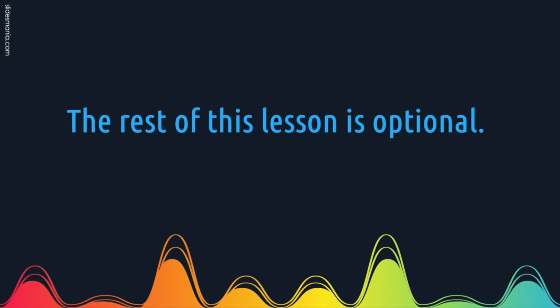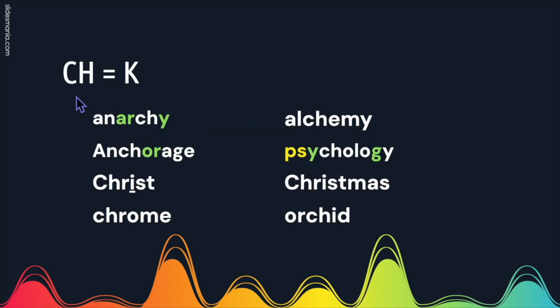The rest of this lesson is optional, especially for younger students. Here we have some more words where CH sounds like the letter K. Anarchy. Alchemy. Anchorage. Notice that the OR takes on a muffled sound, and AGE at the end of a word, rather than having a clear long A sound and sounding like age, tends to take on an edge sound. Anchorage. That's a city in Alaska.